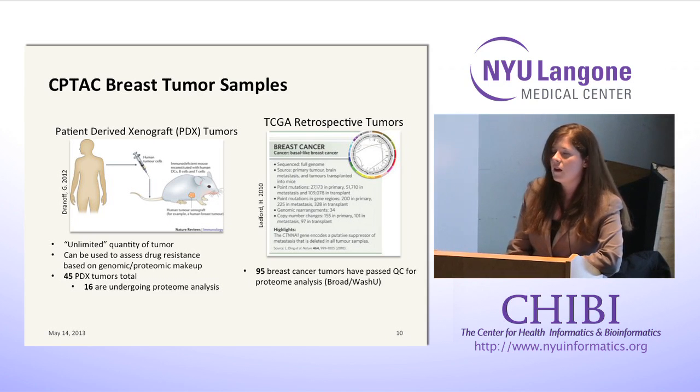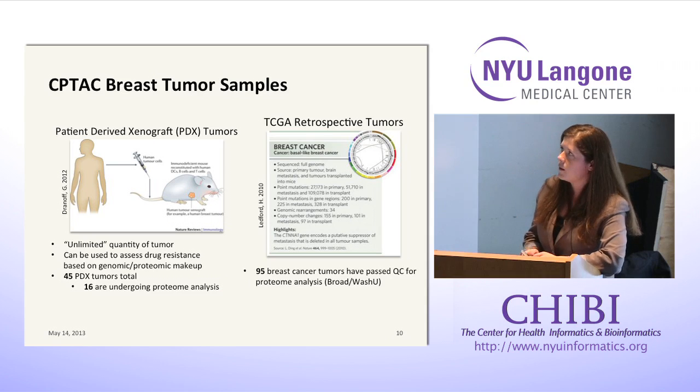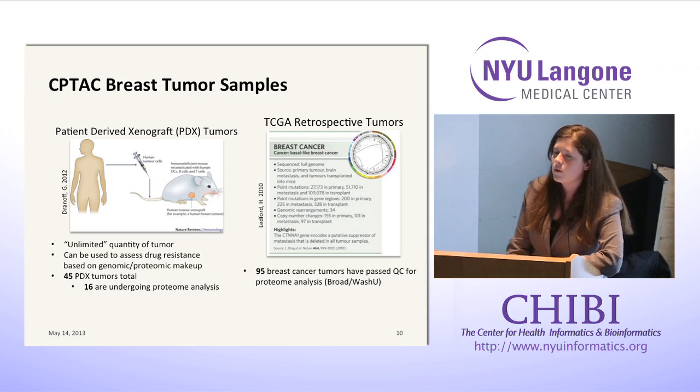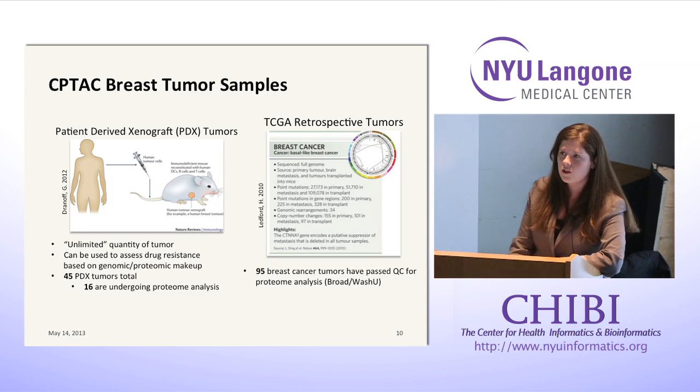These are being maintained at WashU. There are 45 PDX tumors total, 16 of which are undergoing proteome analysis that we're dealing with. In addition to this, there are the TCGA retrospective tumors. As I mentioned, TCGA has spent many years doing genomic sequencing, and they have sequenced over 700 breast cancer tumors. We are working with 95 of these tumors, which have passed quality control for proteome analysis, which is being completed at the Broad and WashU.